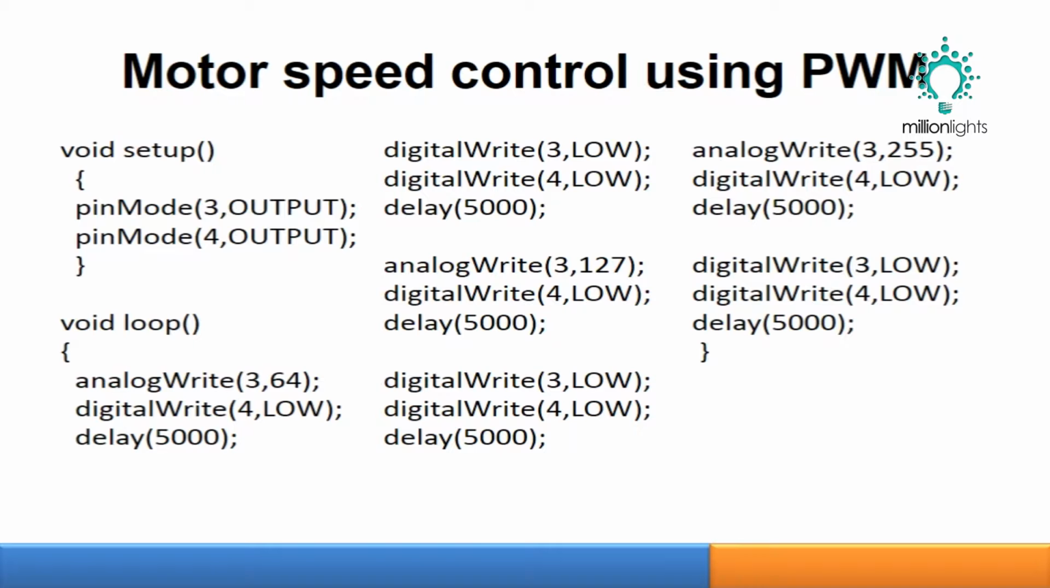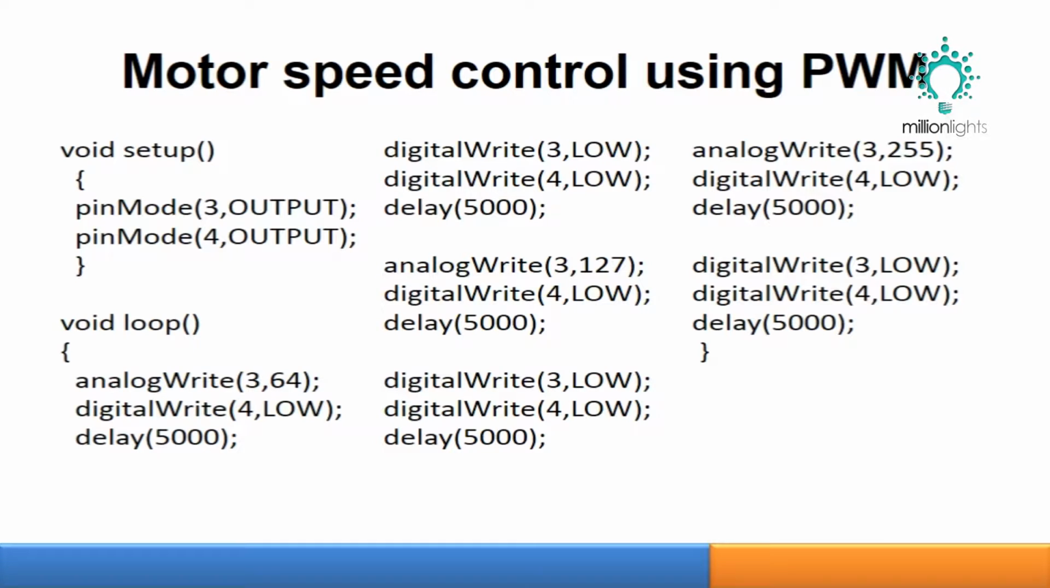So if you take a look at the code, it has 6 sections. The first section is for rotating it in clockwise direction with a speed of 25% of its maximum capacity. I am using analog write 3,64, then digital write 4 is low because it is the ground pin, and then there is a delay of 5 seconds. That means for 5 seconds I am rotating it in clockwise direction with a speed of 25%.